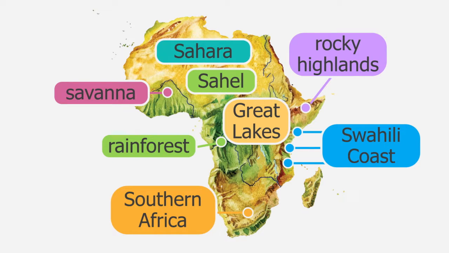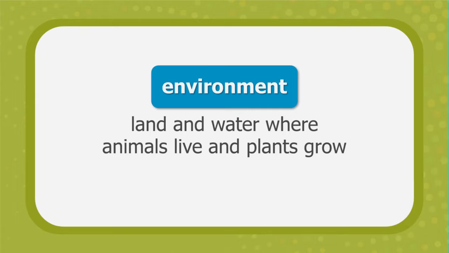We also learned about environment. Environment is the land and water where animals live and plants grow. God expects people to care for the earth. He expects people to use land and resources wisely. Well, today we're going to learn about Africa's climate regions, so take out your student book.